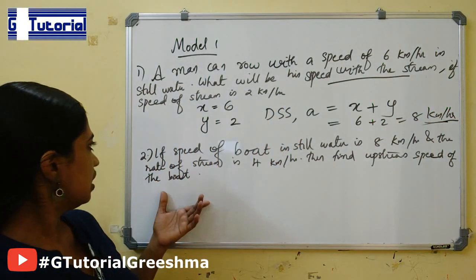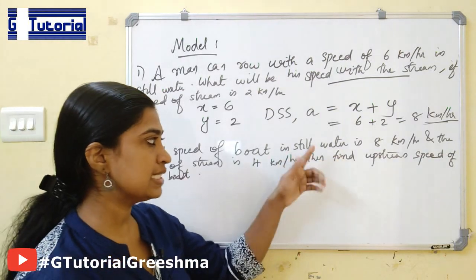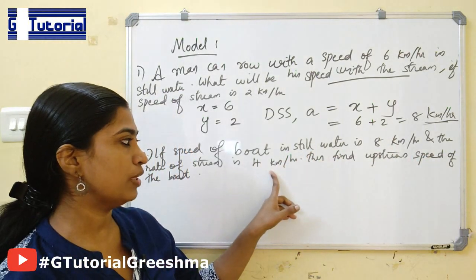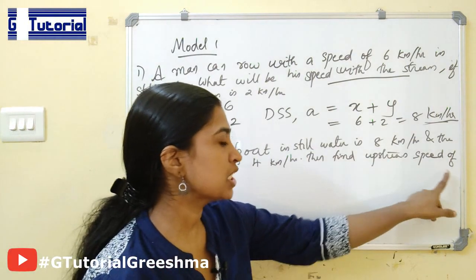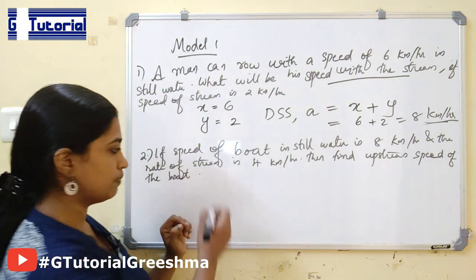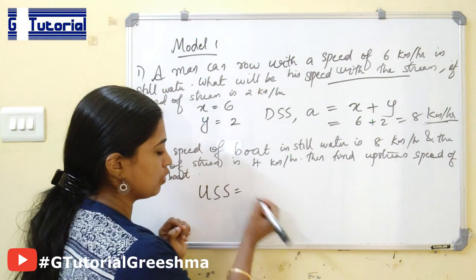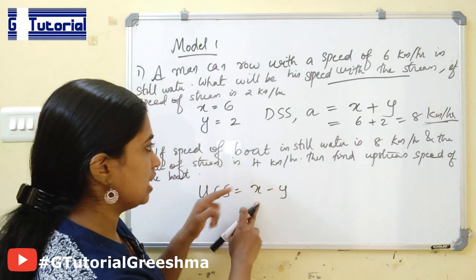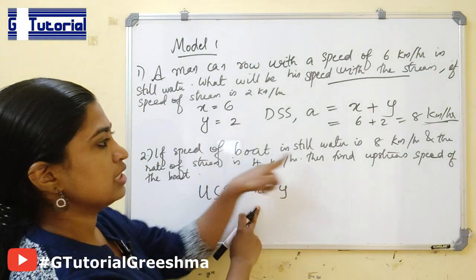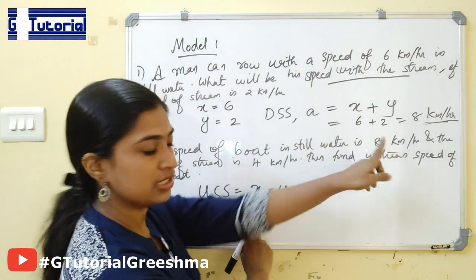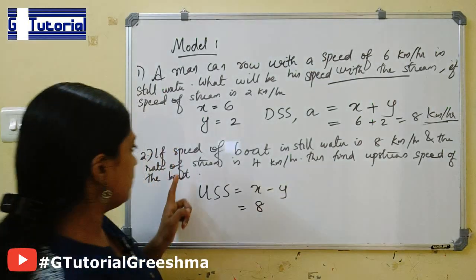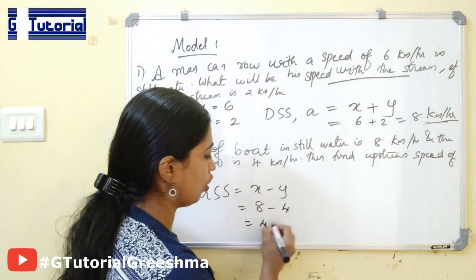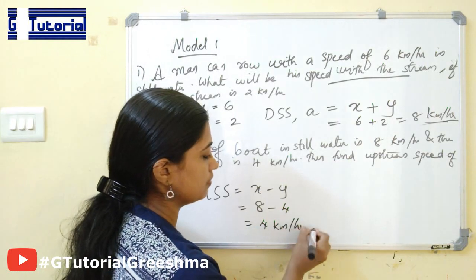Next question. If the speed of boat in still water is 8 km per hour and the rate of stream is 4 km per hour, find the upstream speed of boat. What is upstream speed? Upstream speed is equal to x minus y. Speed of man minus speed of stream. Here speed of boat in still water is given by 8. And speed of stream is 4. So 8 minus 4, which is 4 km per hour.